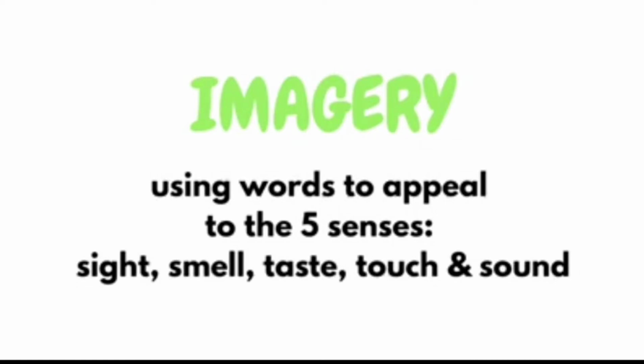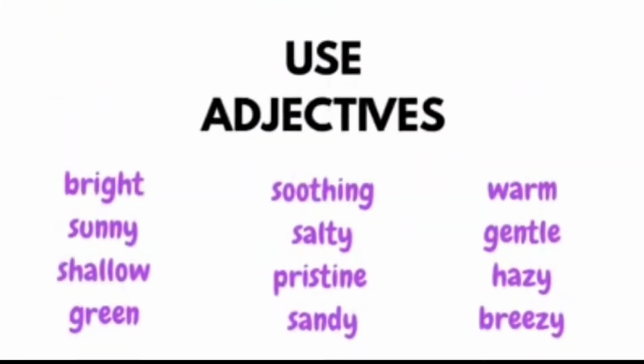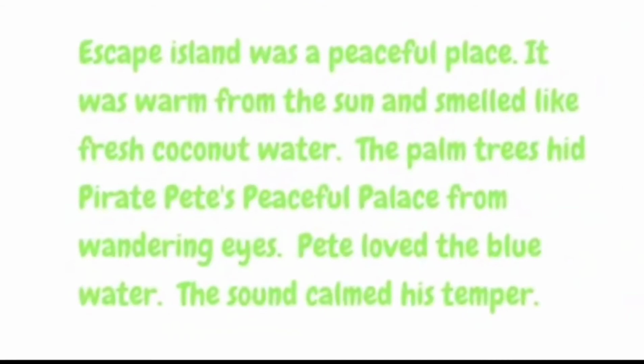But how do we achieve this? Through our trusty adjectives or descriptive words. We've met them before, and they are just as important here as they are with describing the characters. So we can use adjectives like bright, sunny, shallow, green, soothing, salty, pristine, sandy, warm, gentle, hazy, and breezy. These familiar words will give your reader an idea of what it's like to be in the setting as the character.